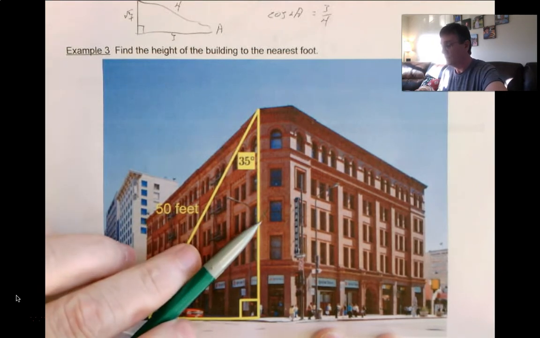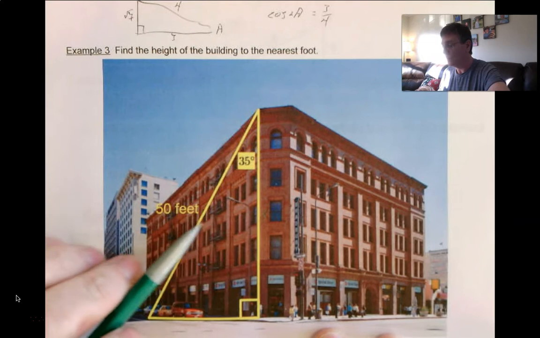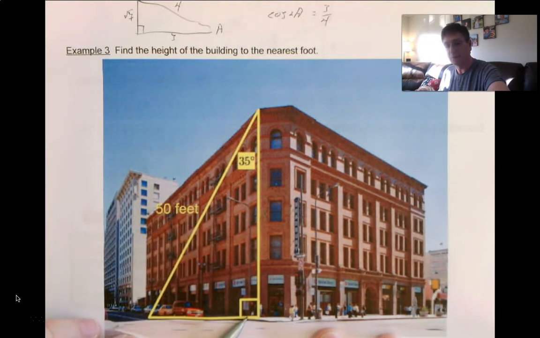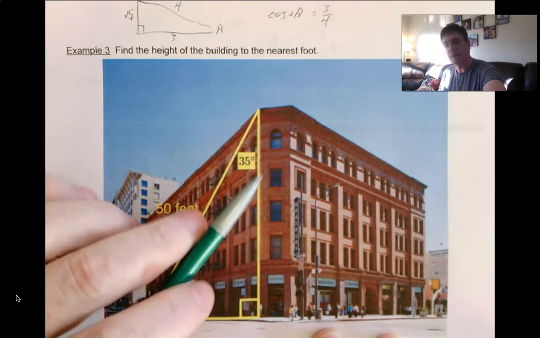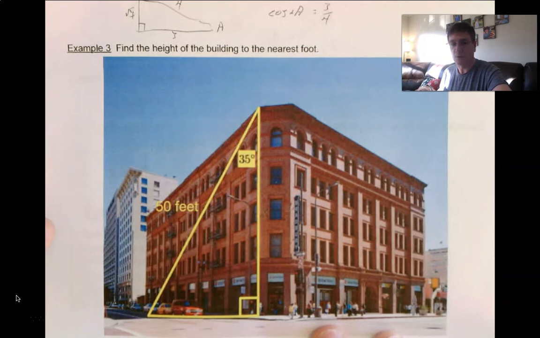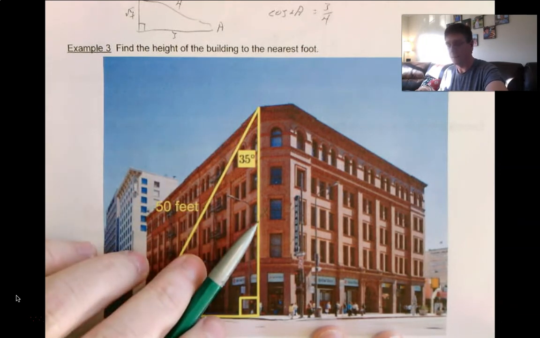Anyways, we're looking for X. We know 50. 50 is the hypotenuse. X is adjacent to the 35 degrees. According to SOHCAHTOA, which trig ratio uses the hypotenuse and the adjacent?